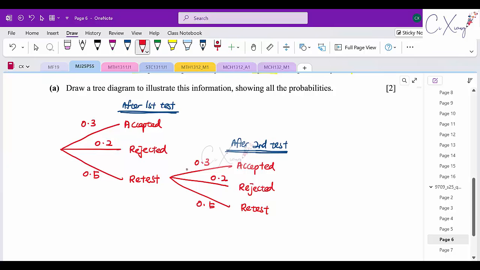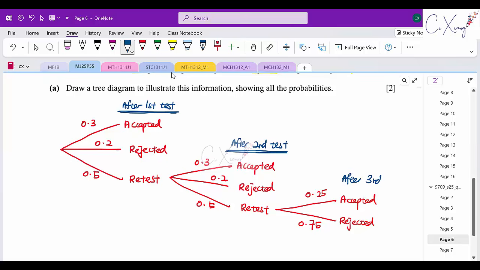Okay, then the retest here will be the third test, alright? So when you are taking the third test, there's no longer a retest option. After that, you have only accepted or rejected. And the question did tell you that the accepted probability now is 0.25 and the rejected probability is 0.75. And this is the result after the third test. Okay, so basically this is how our diagram looks.